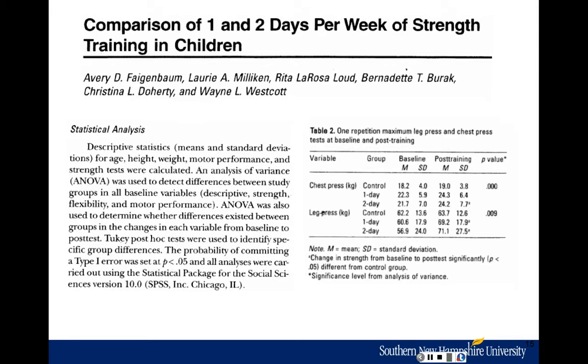Then the researchers do their analysis of variance to compare these 3 groups, control versus 1 day versus 2 day, for the amount of increase in strength for the chest press. Did the amount of increase in the chest press differ between control, 1 day, and 2 day? So those are 3 means: the change in strength, chest press, control, 1 day, 2 day, means it has to be analysis of variance, because there are 3 groups.